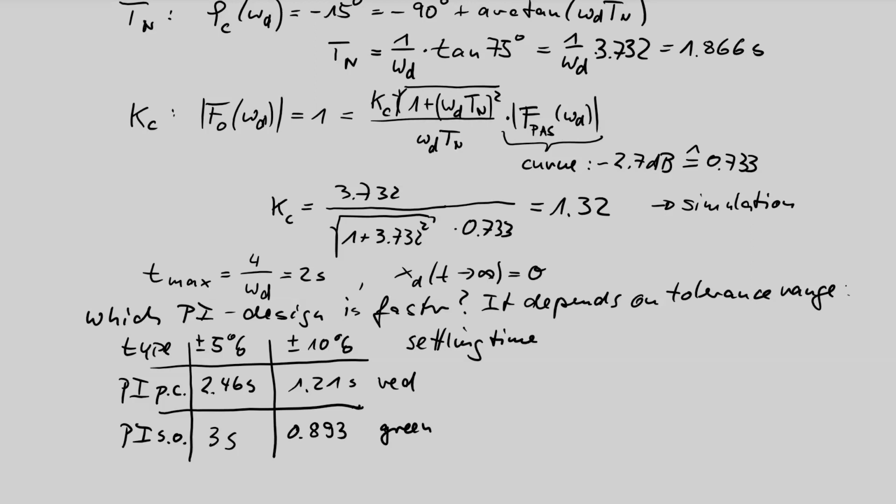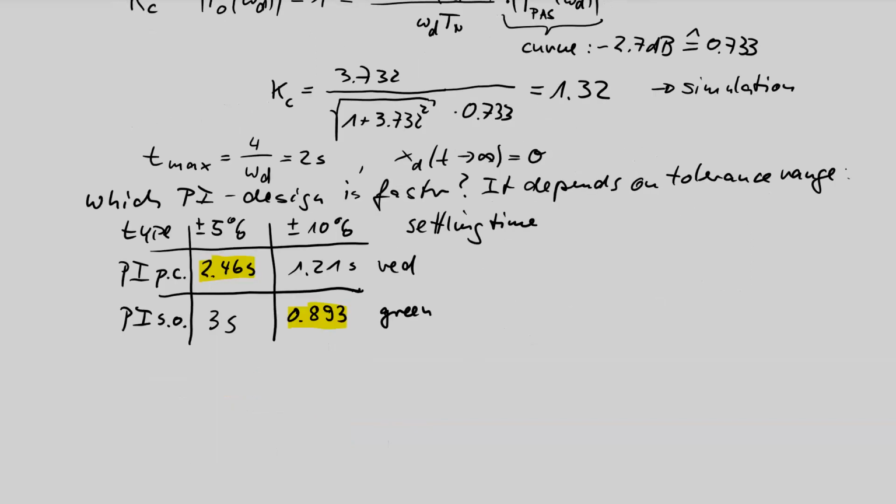We can say, okay, the winner in the 5% tolerance range situation is the pole compensation, and the winner in the 10% tolerance range situation is the symmetrical optimum. So it depends on the specification which of the two controllers can and should be used. Last remark.